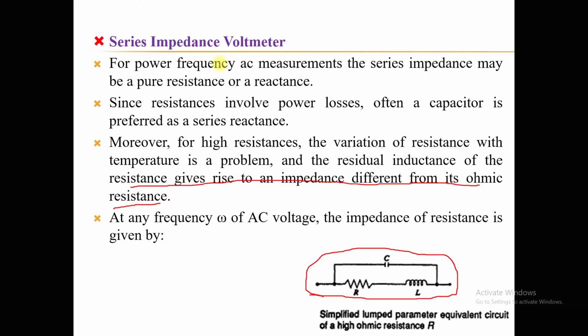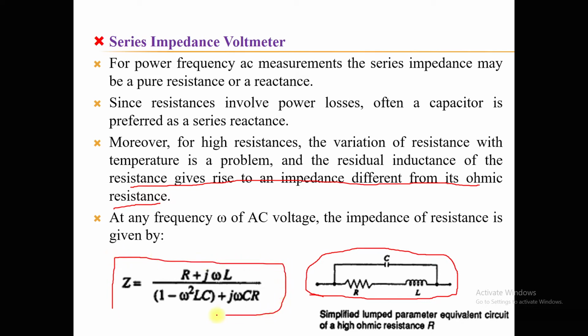At any frequency omega of AC voltage, the impedance of the resistance is given by this. We need to apply the formula V is equal to IZ. So Z you need to calculate by using this formula: Z is equal to R plus j omega L upon 1 minus omega square LC plus j omega CR. This equation comes from the equivalent circuitry. When you solve this circuit, you will get the impedance.